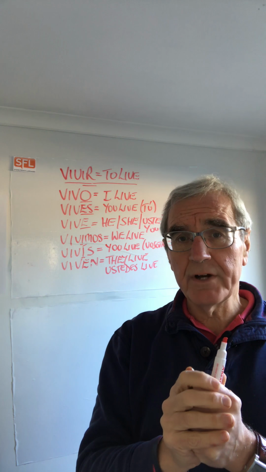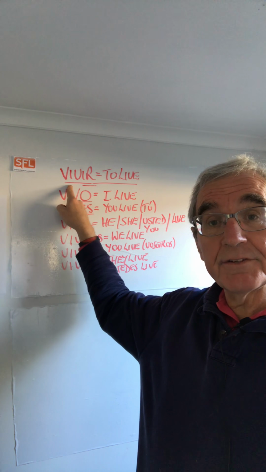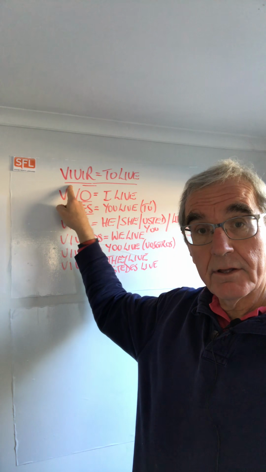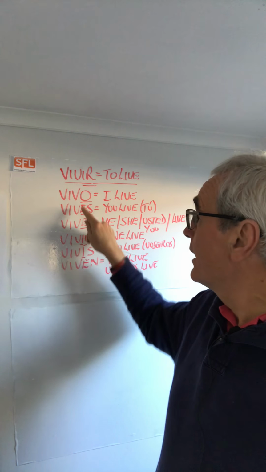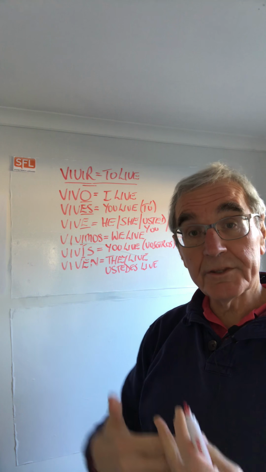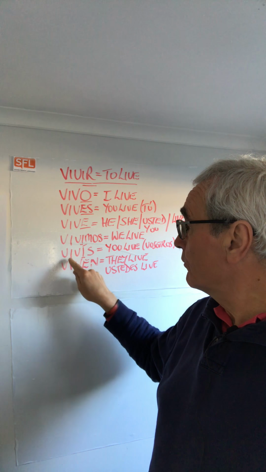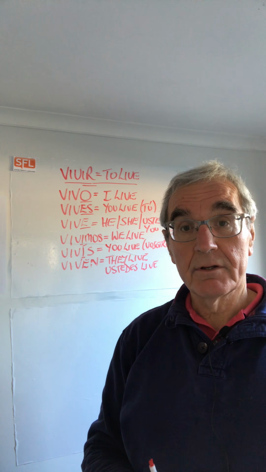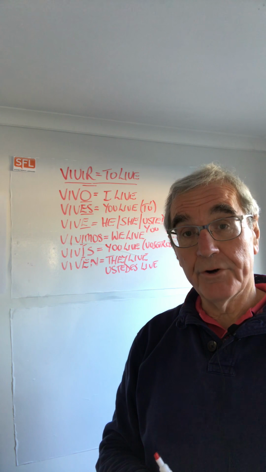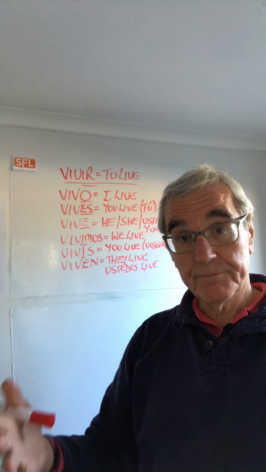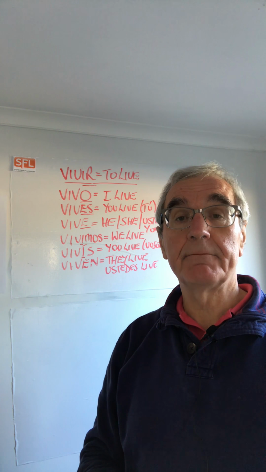So let's just run over and recap exactly what we've done. We've taken the infinitive, vivir. Then we've knocked off the IR, and if you recall at the beginning of the video we had 1, 2, 3, 4, 5, 6 stems, VIV. Then I built up the verb and I went vivo, vives, vive, vivimos, vivís, viven.